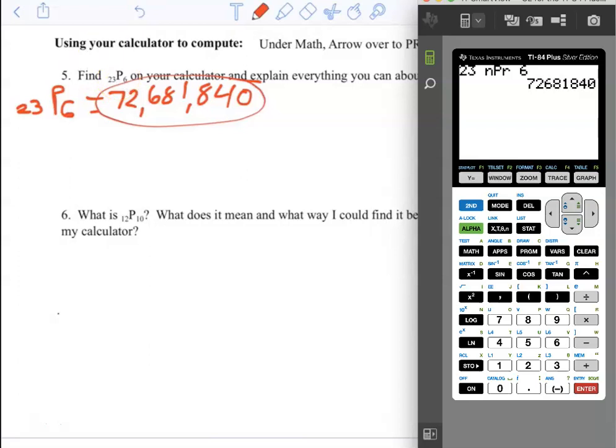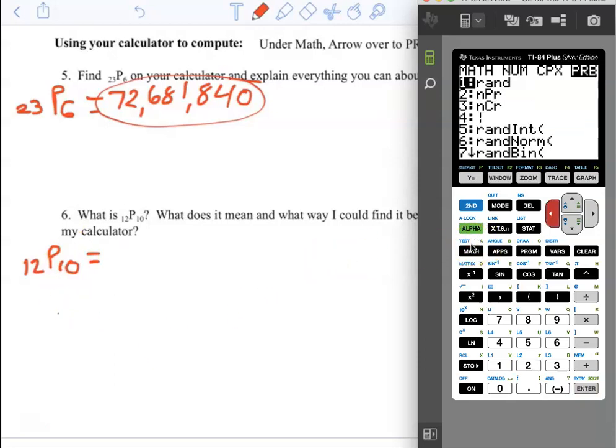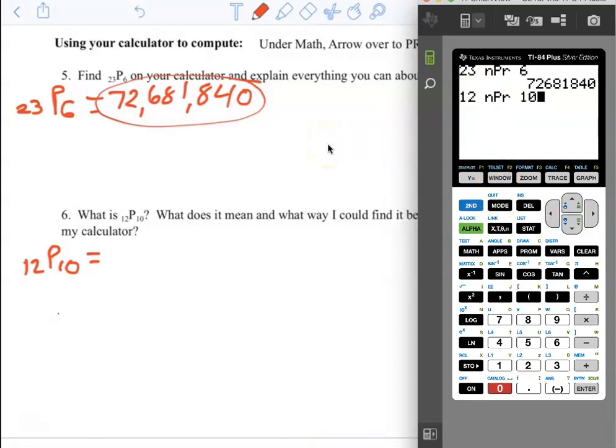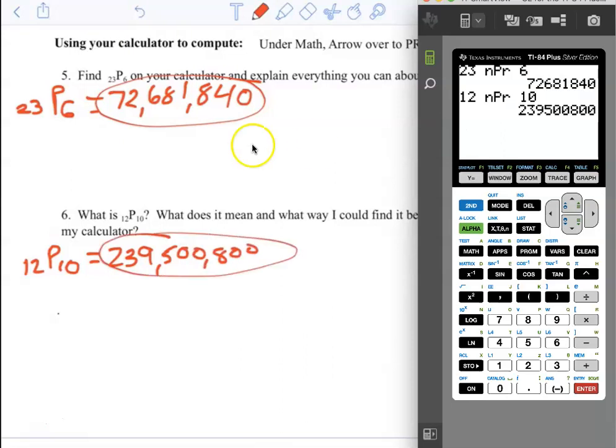Okay, let's do the 12P10 while I have my calculator up. 12 picking 10. That's going to be even bigger. So we have 12. Here's the math button. Here's the probability tab. And the permutation is the second one down. 12 permutations of size 10. Another big number. Looks like we have 239,500,800 for our answer. Permutations are going to give you big answers.